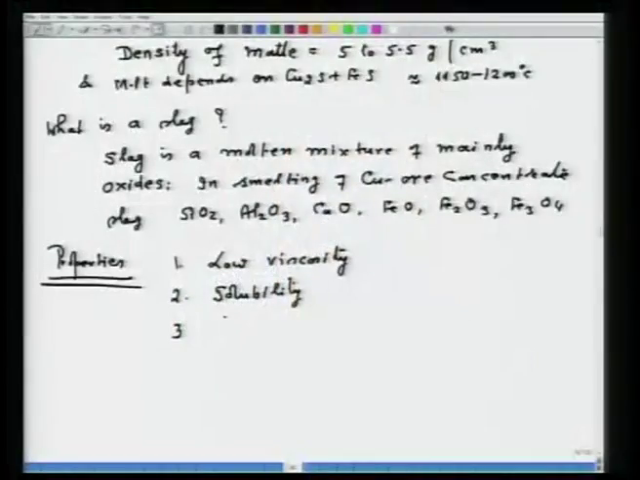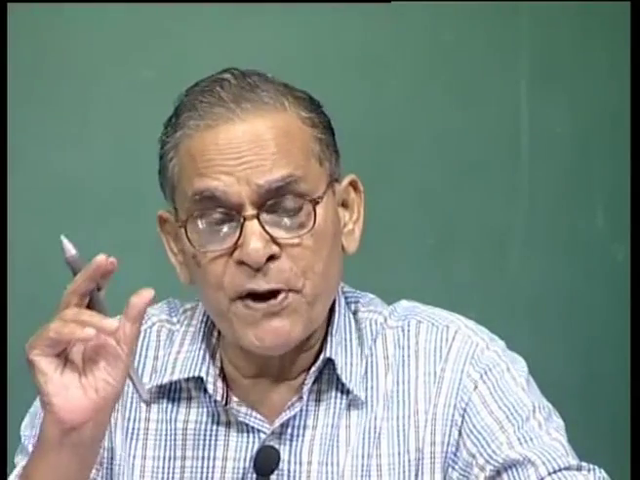That is, you have to make a slag of composition such that the oxides present in the ore concentrate are dissolved, you have to form the liquid. It is a homogeneous liquid solution, rather molten solution. Third important property, it should have a low melting point, because you will not go more than 1200 or 1300 degrees Celsius. So, at that particular temperature, the oxides which are being separated from the ore concentrate should be able to dissolve and they should be liquid.